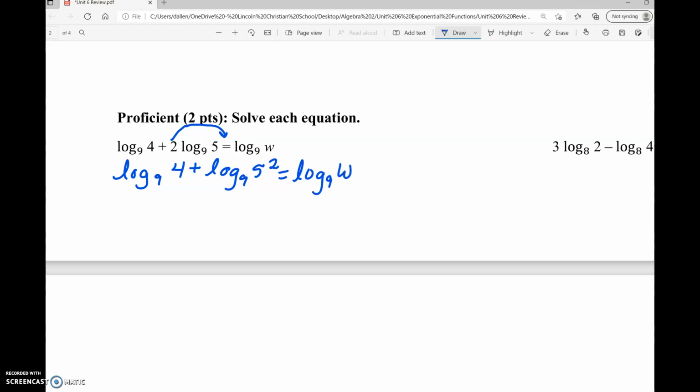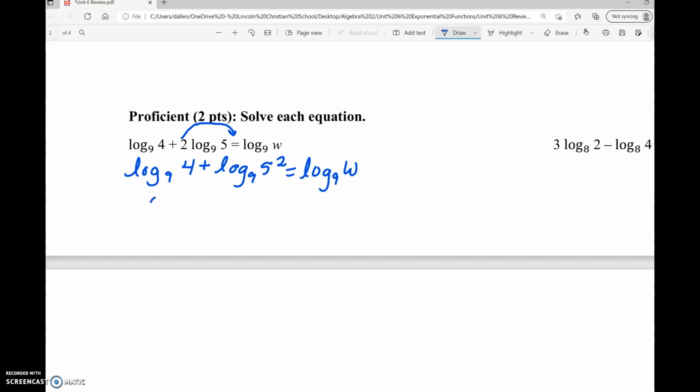Now I can't cancel out the logs because this side has 2 logs. So then I want to change this and multiply the 4 and the 5 squared. So I would change that to log 9 of 4 times 5 squared equals log 9 w. And then now the logs will cancel. So I have 4 times 25, 5 squared is 25, which is 100, equals w.